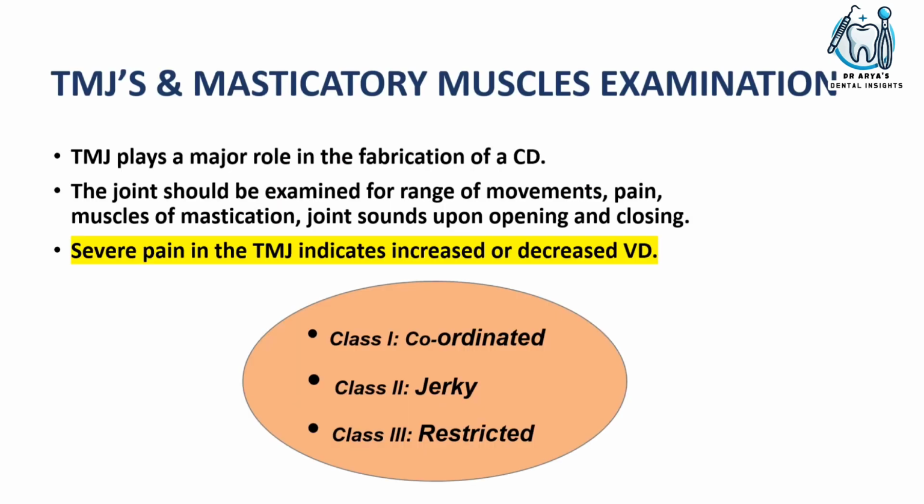Coming to TMJ and masticatory muscle examination. TMJ and associated muscles should be examined for pain by palpation or mandibular movement. Range of opening, deviation, clicking and crepitus should be noted. It must be decided if complete denture construction will solve some of the problems associated with TMJ, and this should be explained to the patient. Severe pain in the TMJ indicates increased or decreased vertical dimension. The TMJ movements can be classified as class 1 coordinated, class 2 jerky and class 3 restricted.